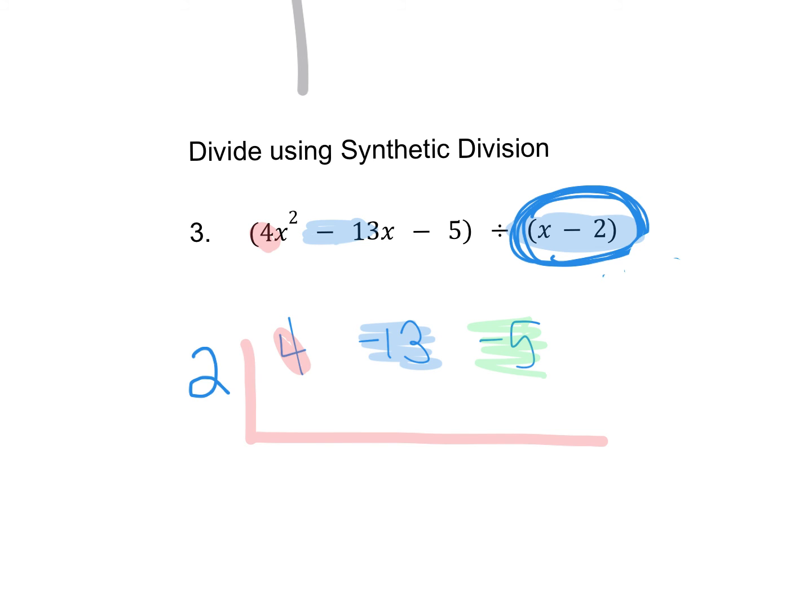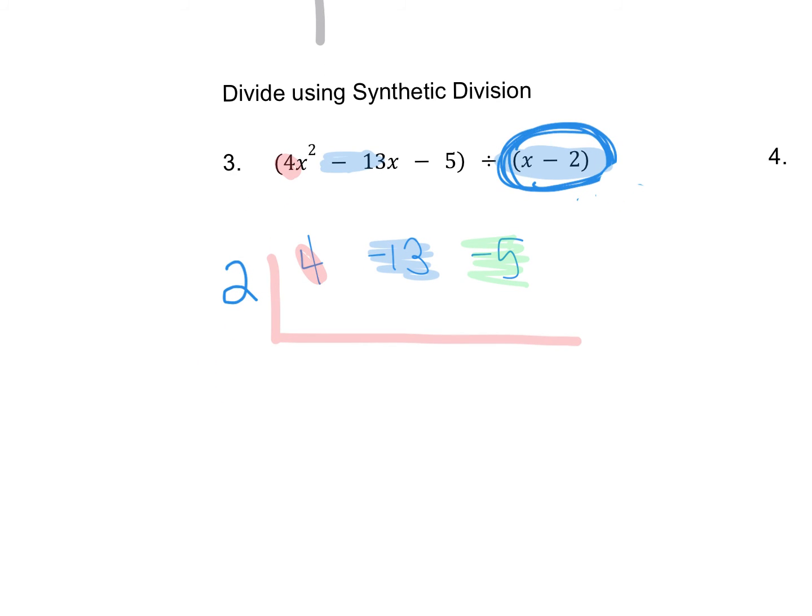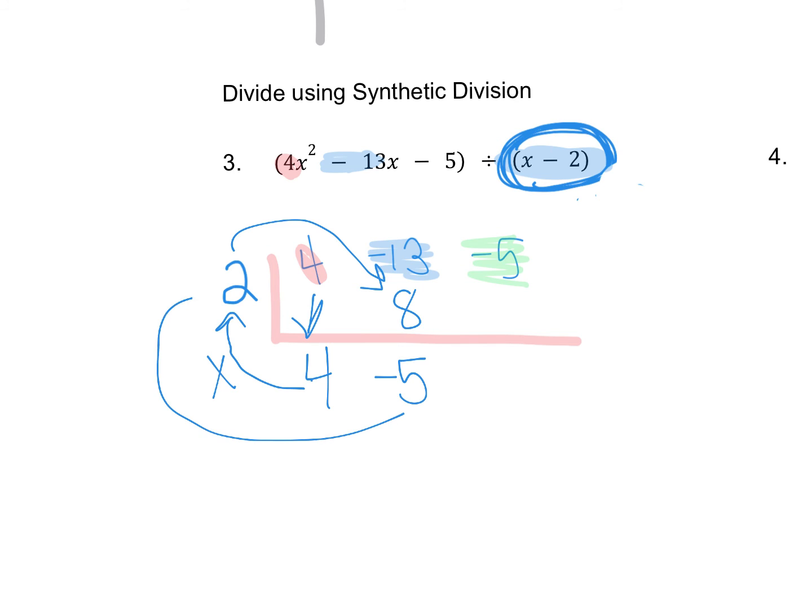First step is you take that first number and you bring it straight down. Every time. It doesn't matter what that number is, you bring it straight down and put it in the basement. Then you multiply around. So you take 4 times 2, which is 8, and drop it in. And then just combine. Negative 13 plus 8 is negative 5. And then you just repeat. You multiply around. Negative 5 times 2 is negative 10. Drop it in, add them together, and you get negative 15.